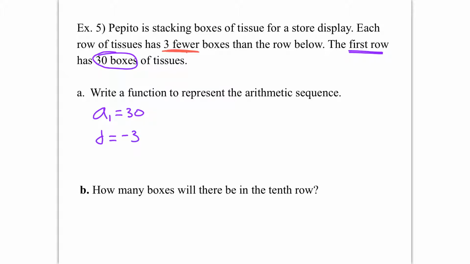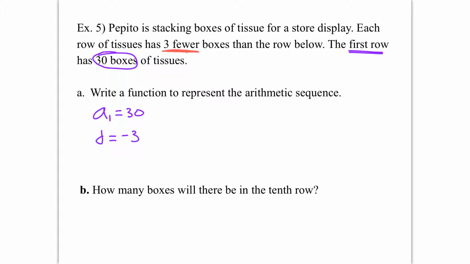And I'm saying negative because it has 3 fewer. You are subtracting 3 every time. If you say it has 3 more than the previous one, then you guys are adding 3. But right now, you guys are subtracting. So part A says to write a function to represent the arithmetic sequence. So that's the same thing as the equation, the function. But when they say function, that means that we have to use function notation, which is f of x.